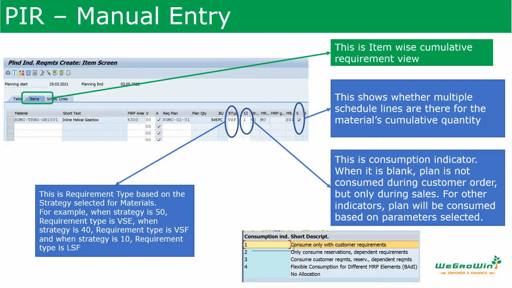If you enter 2, the system will consume the reservations and dependent requirements. If you enter 3, the system will consume customer requirements, reservations and dependent requirements. If you enter 4, the system will do a flexible consumption for different MRP elements. Blank means no allocation. So whenever there is a requirement which is passing to the planning or not, if there is some issue, we should check all these parameters.